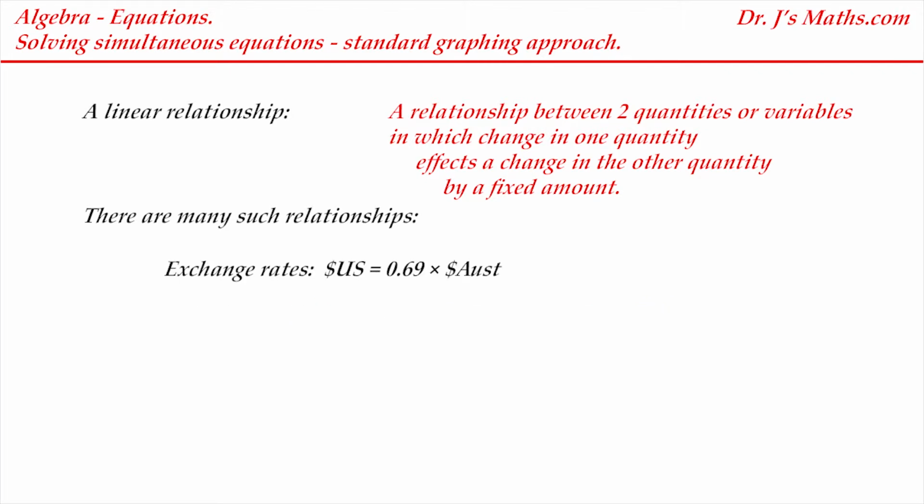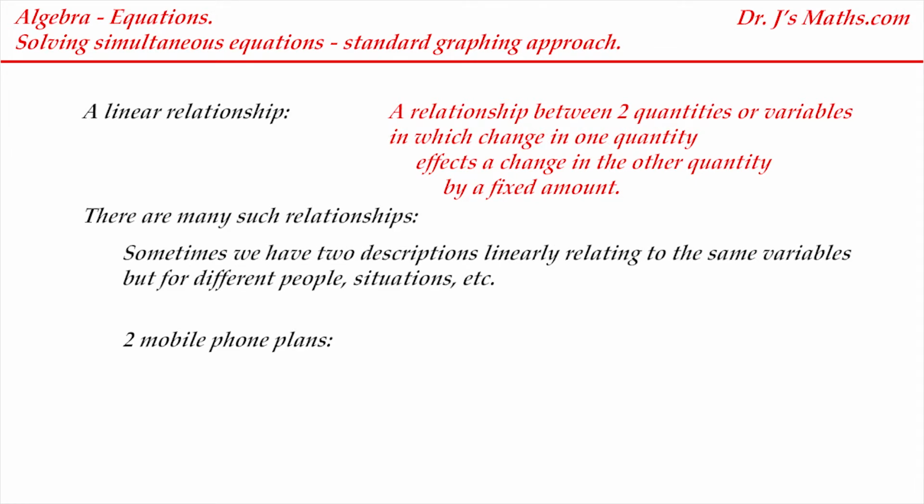If we're travelling or buying things from overseas, we might be interested in exchange rates. The US dollar is equal to about 69 cents, 0.69, times the number of Australian dollars that you've got. So if you've got $100 Australian, we're going to get $69 American at present. The cost of folders for a school is equal to the cost per folder times the number of folders that we buy. We might be comparing two mobile phone plans.